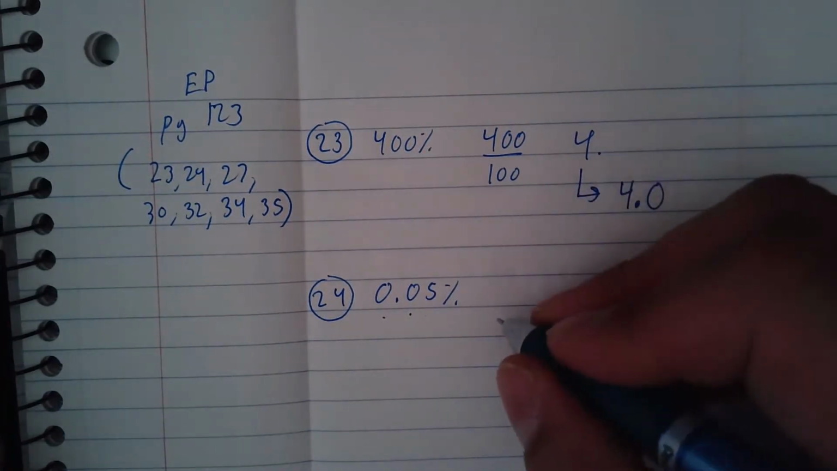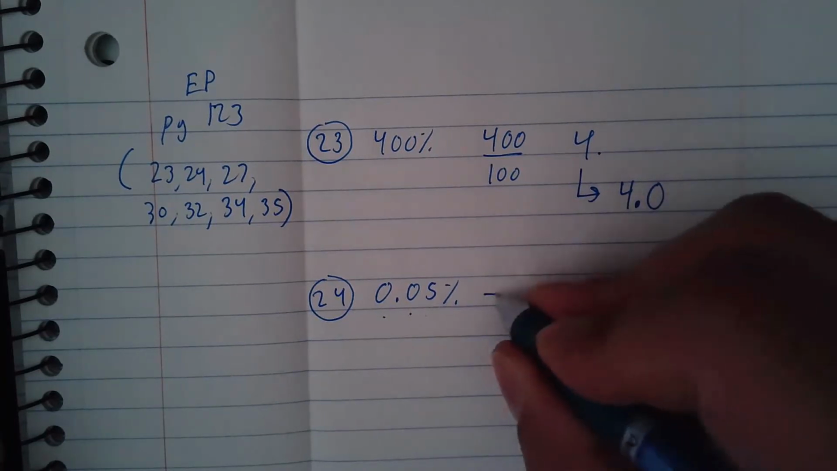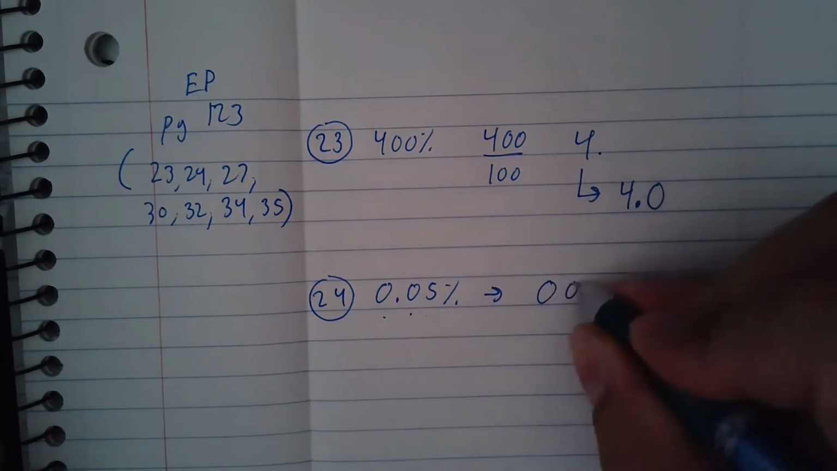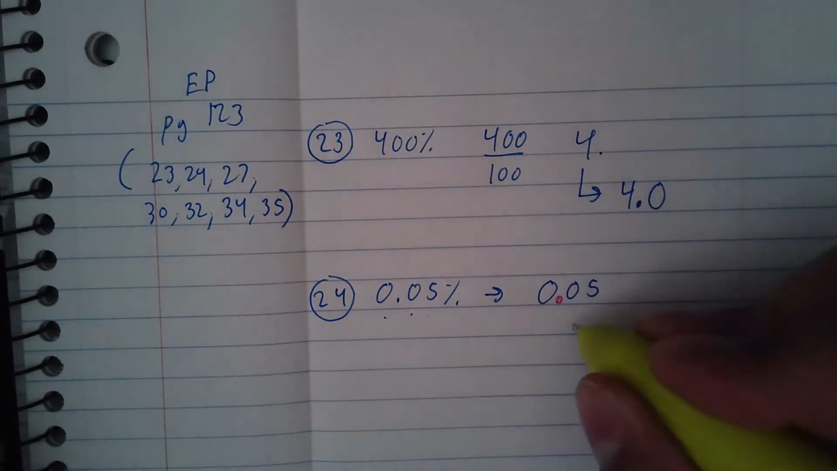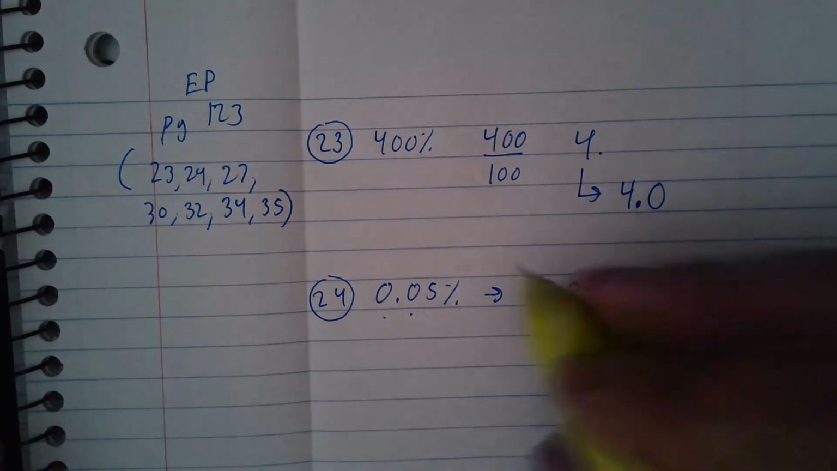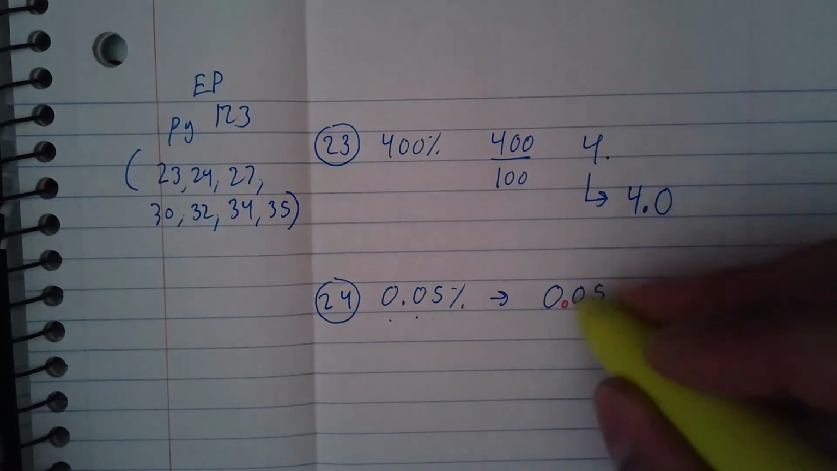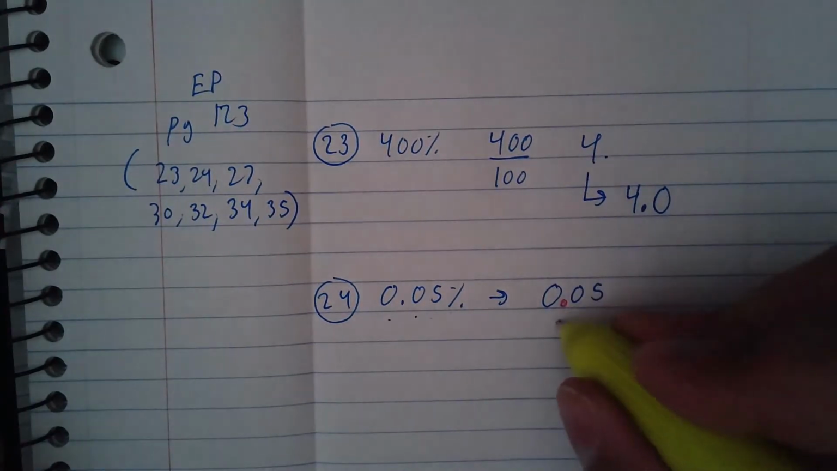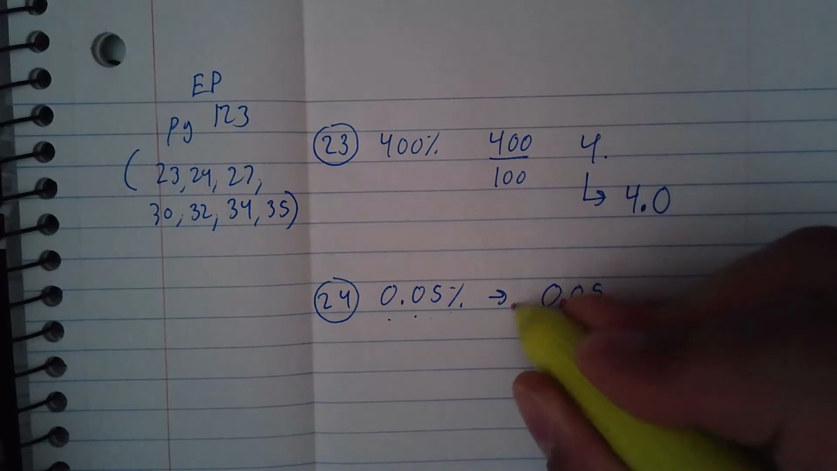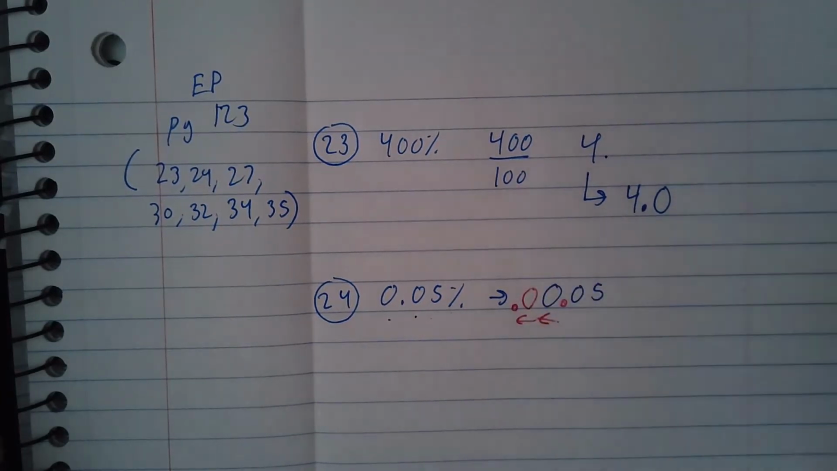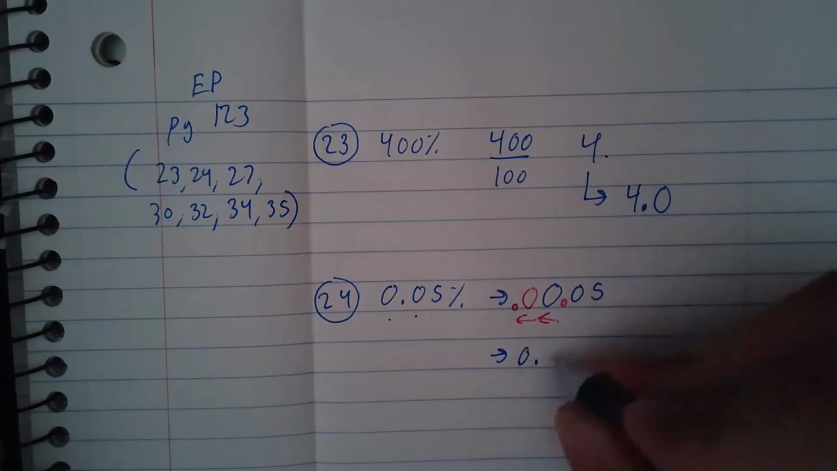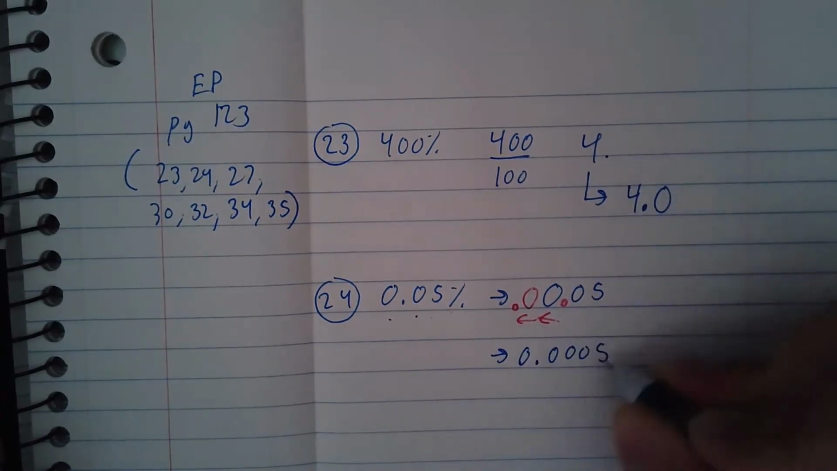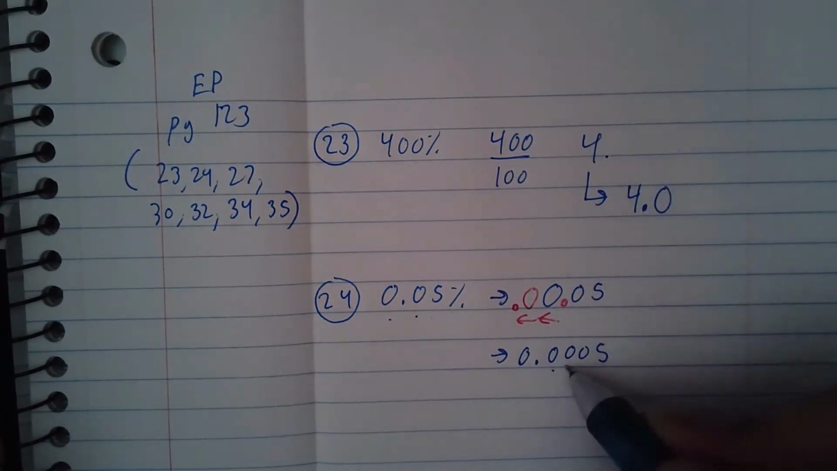The easiest thing to do would be to move the decimal point to the left. So I'm going to rewrite it. I'm going to take off the percentage symbol and rewrite the decimal point right there in red. Move to the left 2 spots, add 0 for missing spots. So now we have 0.0005, which would be tenths, hundredths, thousandths, ten-thousandths, 5 ten-thousandths.